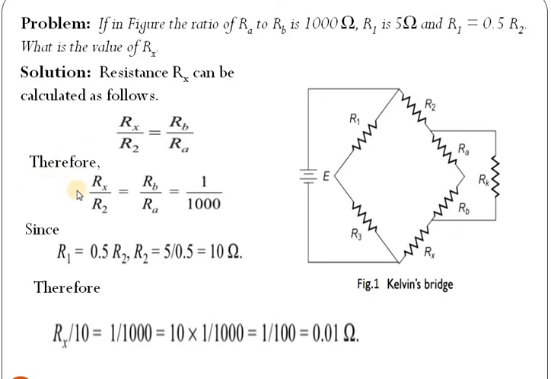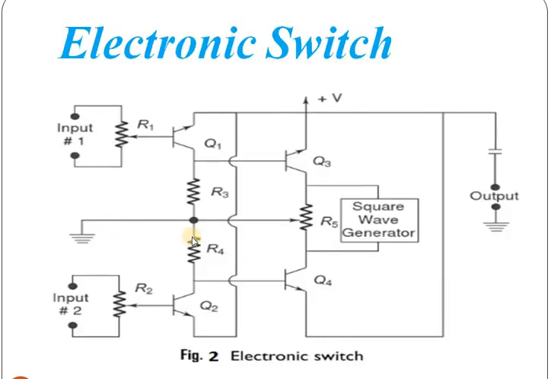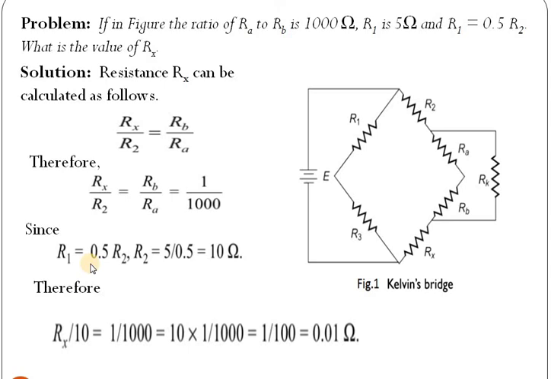Okay. So now from this, since R1 equal to 0.5 R2, and R1 is given as 5 ohms, we got that R2 equal to 5 by 0.5, which is 10 ohms. Now we have to substitute this R2 value in this expression. So we got that Rx by 10 equal to 1 by 1000. So 10 into 1 by 1000 equal to 1 by 100, which is equal to 0.01 ohm.